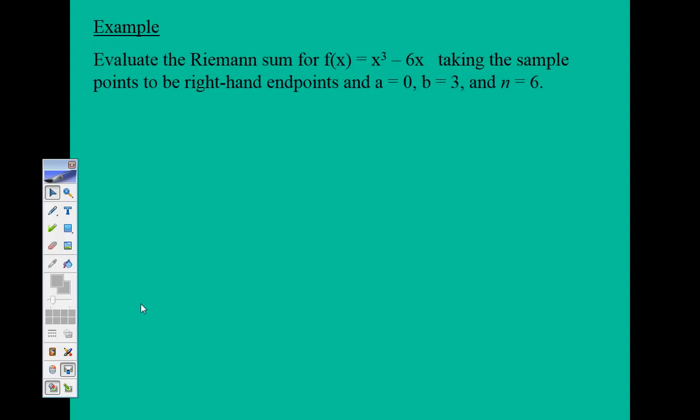Evaluate the Riemann sum for x cubed minus 6x, taking the sample points to be the right-hand endpoints, and a equals 0 and b equals 3. And we're going to use n equals 6. So we'd have 6 rectangles.